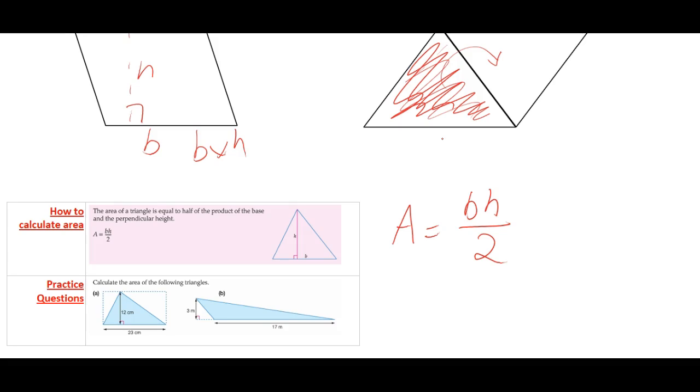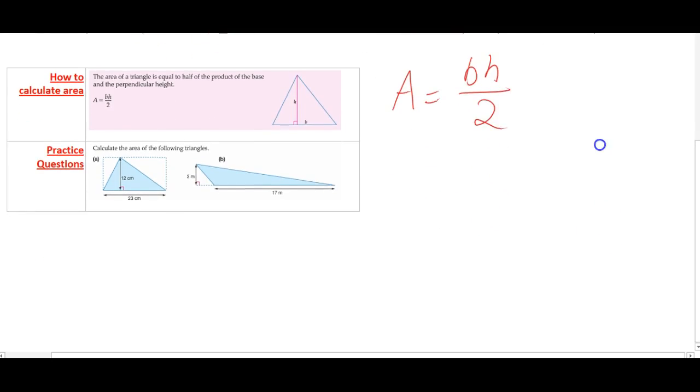I recommend you practice that with any triangle. Just make two of them, flip one upside down, and you'll see that it resembles a parallelogram. So that's how we work out the formula for a triangle. What we're going to do now is a couple of practice questions using that formula.